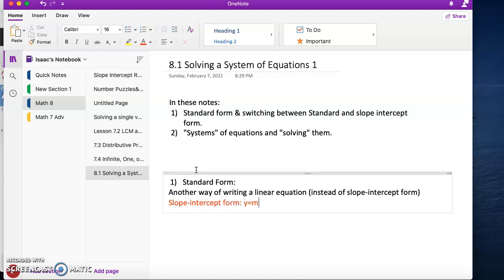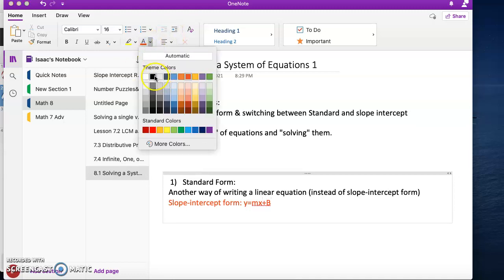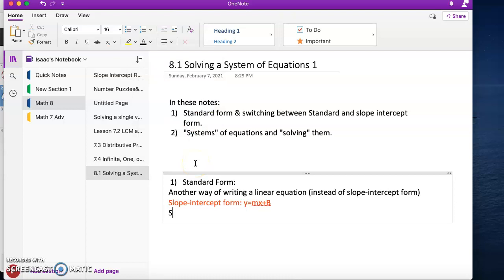Slope-intercept form is when we say y equals mx plus b. Now do write what I'm going to be writing in black. Standard form, instead of saying y equals mx plus b, we say ax plus by equals c. And I'm going to show you a big example of this when we get done, but for now, just focus on what you've just seen and what I'm about to write here.